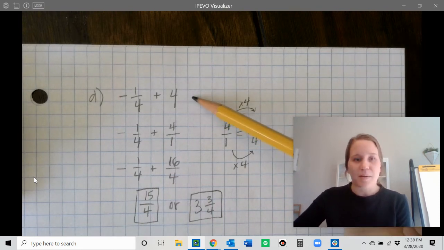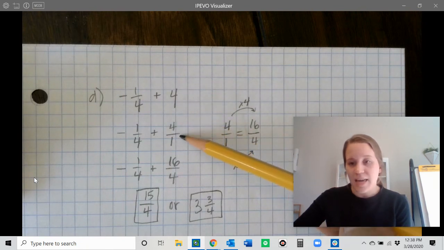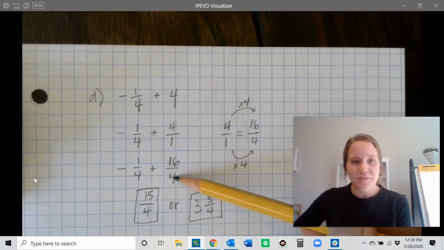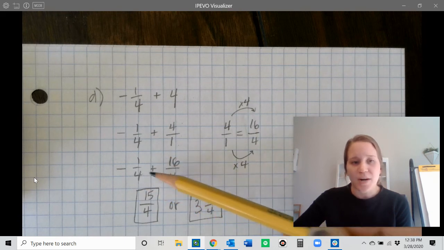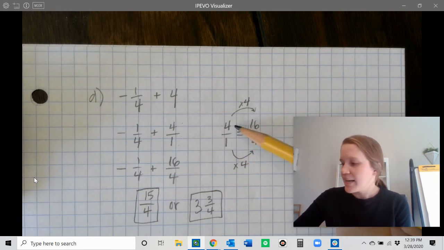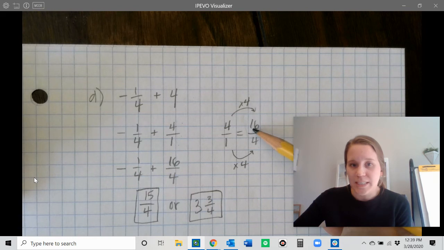So this was the original problem. My first step was to make this whole number into an improper fraction, 4/1. And then my second step was to get a common denominator. I knew that I could make both of these numbers have a denominator of 4. This one already did. And in order to make 4 over 1 have a denominator of 4, I just wrote equivalent ratios. So 4 over 1 equals, this was blank, over 4. I know that to get from 1 to 4 was times 4, so I have to do the same thing in the numerator. 4 times 4 is 16. So 4 over 1 is equal to 16/4.